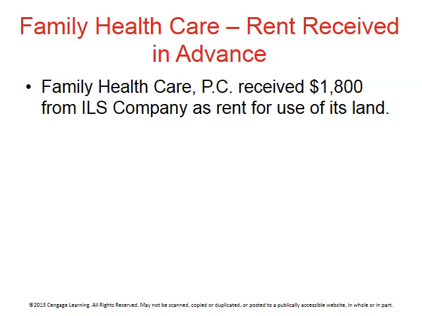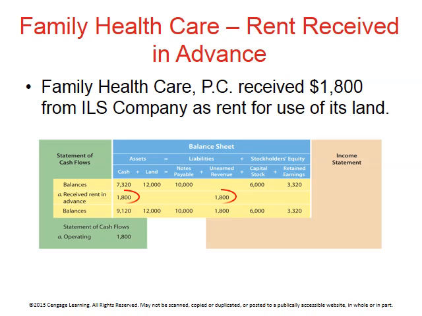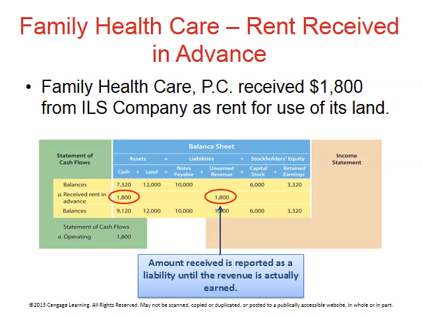So let's take a look at our first transaction. So we received some rent in advance for $1,800 from ILS Company for letting them rent our land. So looking at this transaction, cash is coming in for $1,800. So we increase cash on the balance sheet and then increase operating cash flows on our statement of cash flows.